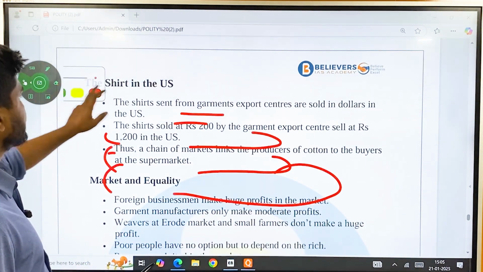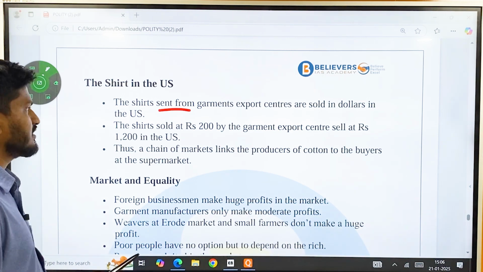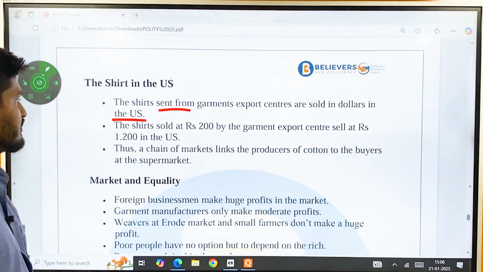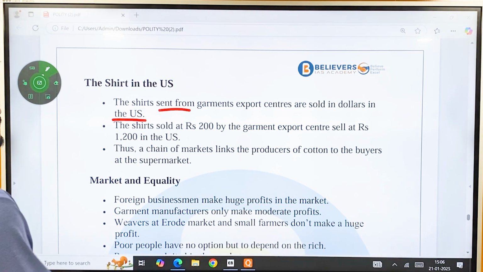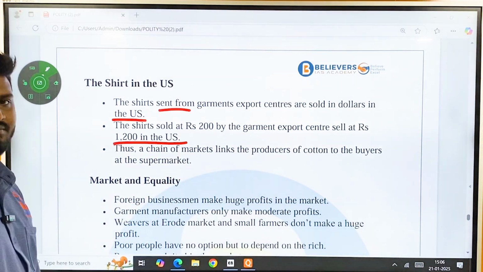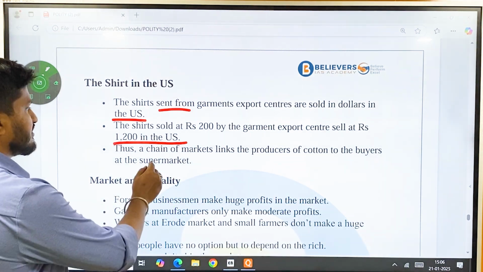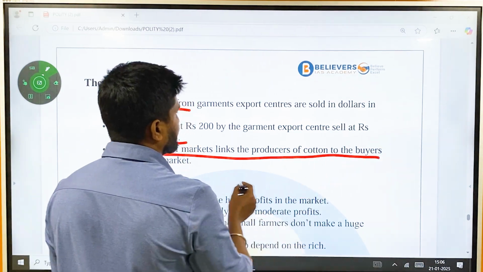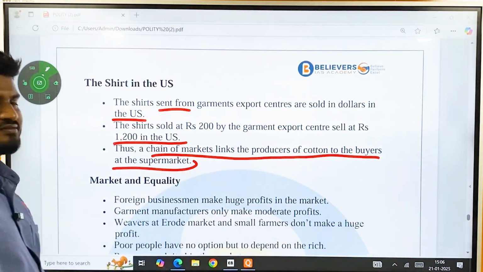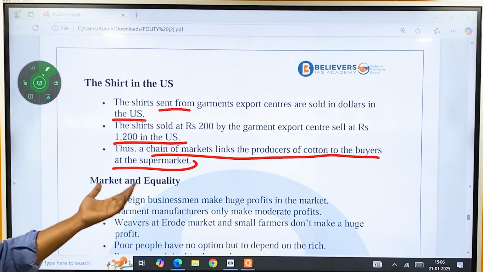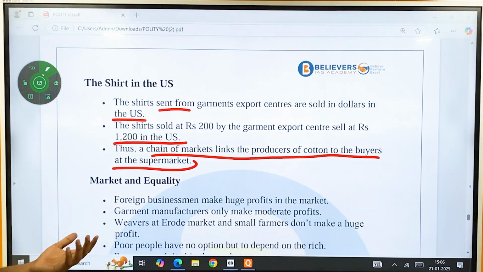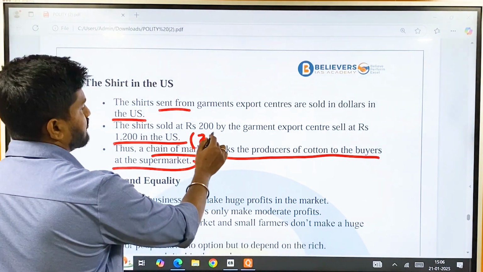The shirts sent from garment export centers are sold in dollars in USA. The shirt sold at rupees 200 by the garment export center sells at rupees 1200 in the USA. Thus a chain of markets links the producers of cotton to the buyers at the supermarket. They buy it at 200 and sell it at 1200, with a profit of around rupees 1000.